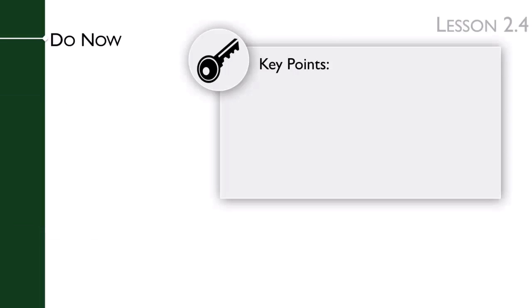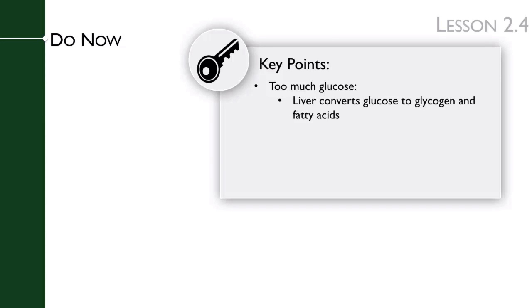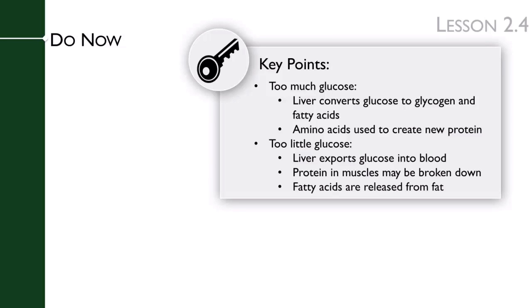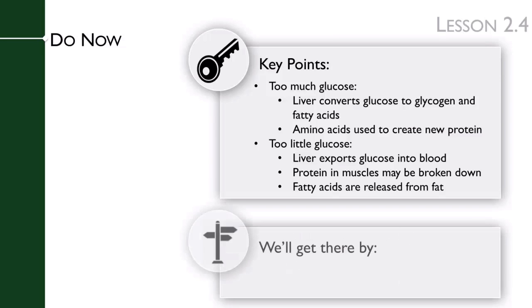The key points of this lesson's do now are that when there is too much glucose in the blood, the liver converts that glucose to glycogen and fatty acids to be stored, and amino acids can be used to create new proteins. When there is too little glucose in the blood, the liver exports glucose into the blood, protein in the muscles may be broken down to amino acids, and fatty acids are released from the fat tissue. We'll get there by engaging students in a discussion about glucose homeostasis and by reviewing the homework from Lesson 2.3.